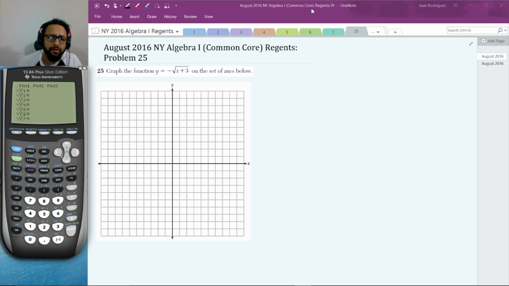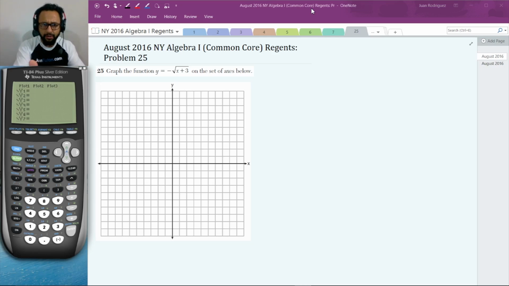So here's the problem. Graph the function y equals negative radical x plus 3 on the set of axes below. This is the kind of problem that I really wish all students knew how to do on paper. But it's okay if you don't. This is also the kind of problem that no student should really be getting wrong. I understand if you get it wrong, but don't forget that you have tons of tools at your disposal during the Regents to get this question right.